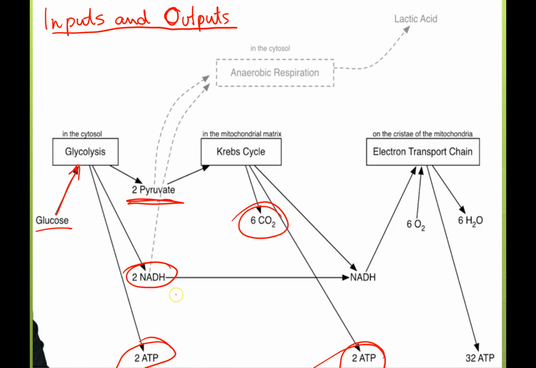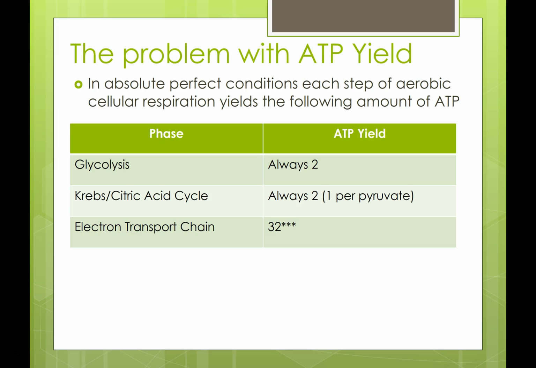And we get further NADH. That NADH is going to provide the energy for the electron transport chain, and we also have an input of oxygen, which gives us an output of water. That's where those protons go. And finally, here we get a bulk ATP yield.